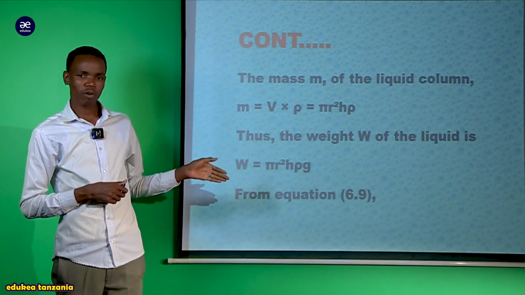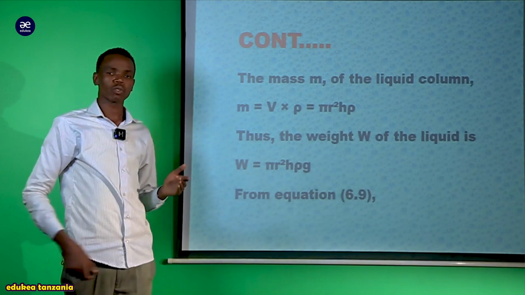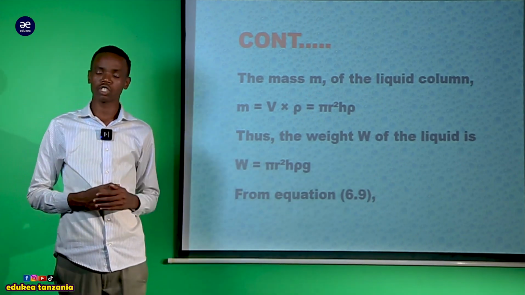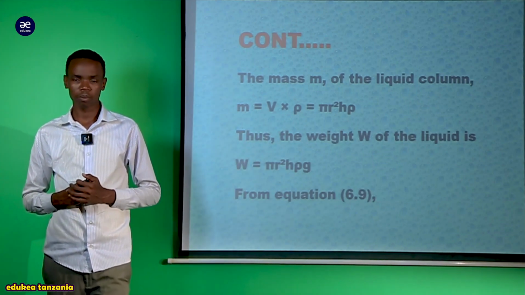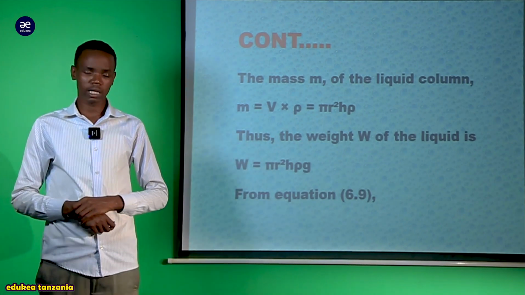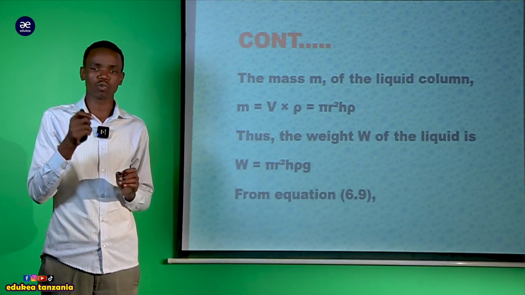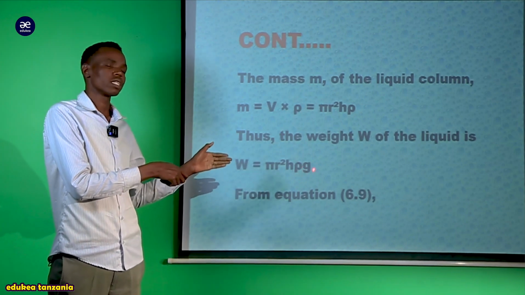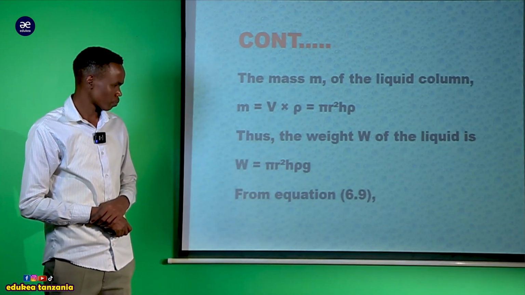But we have the value of the mass. Now let us take this value of the mass, which is equal to pi r square h times the density, and substitute into the formula of the weight, which is equal to mg. If we substitute, we should obtain that the weight of the liquid must be equal to pi r square h times the density times the acceleration due to gravity.